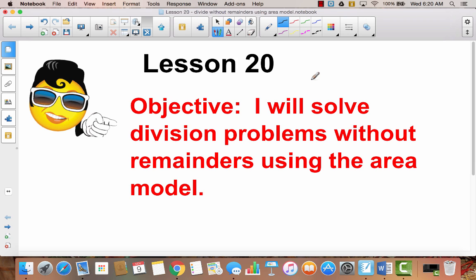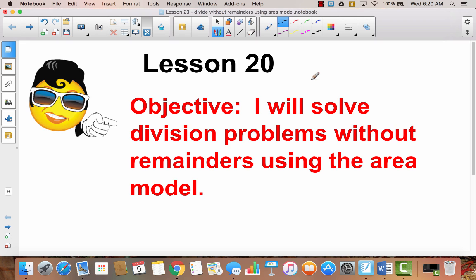Lesson 20, I will solve division problems without remainders using the area model. So we're going to be continuing what you practiced in Zern today, and we're going to be looking at a unique way to divide some division problems. I think it's going to be really challenging for you, and it'll be great for your brain.